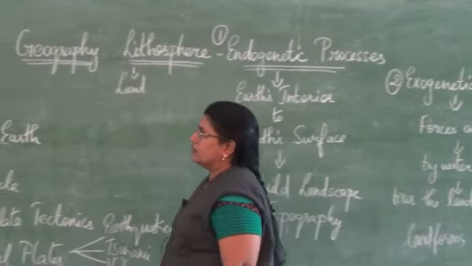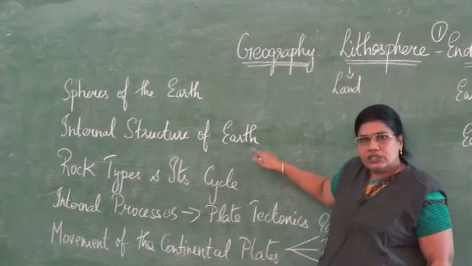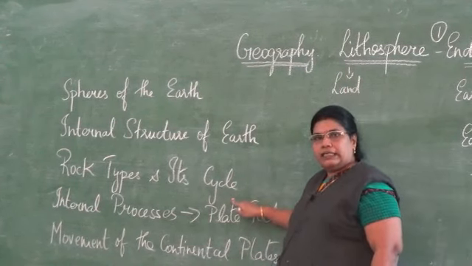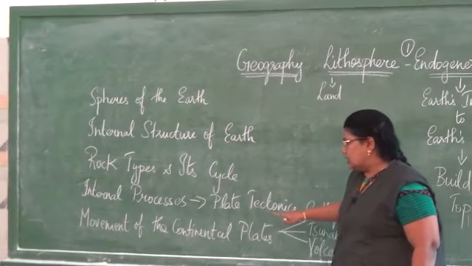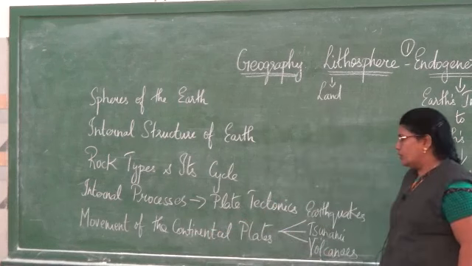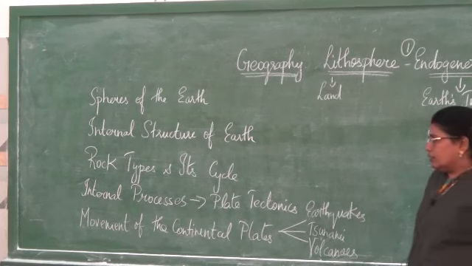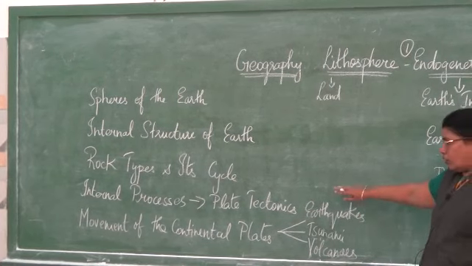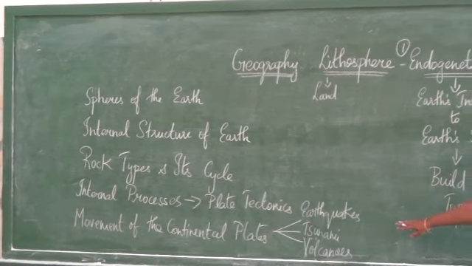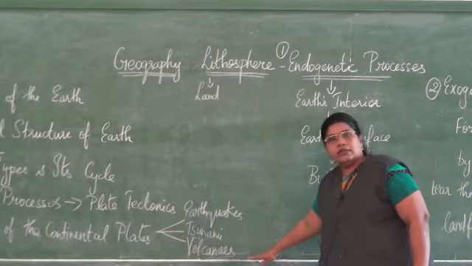And in today's lesson, we are going to see about the spheres of the earth, the internal structure of the earth, rock type and its cycle, internal processes. In the internal processes, we are going to see about the plate tectonics. Then about the movement of the continental plates. There are three movements of the continental plates: earthquakes, tsunami, and volcanoes.